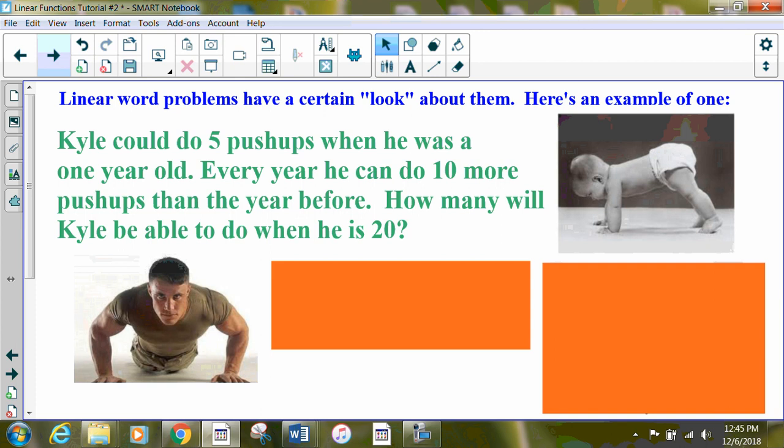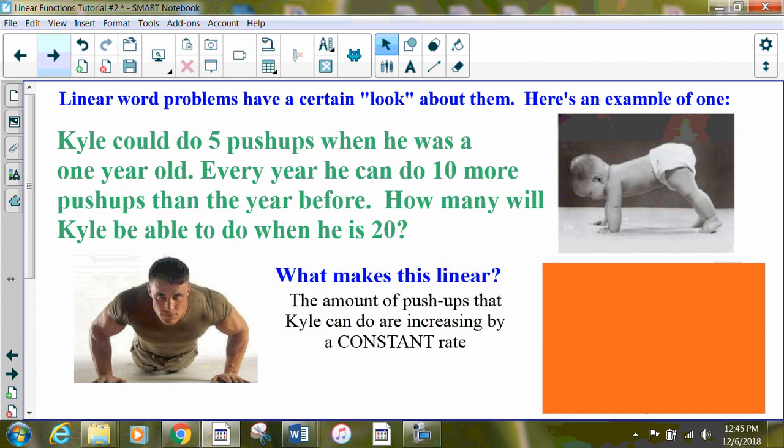So what makes this a linear word problem? Well, the number one thing is that the amount of push-ups that Kyle can do is increasing by a constant rate. Every year, 5 more. It never says anything like, and then Kyle had a growth spurt, and that year he could do 55 more. No, every year, Kyle increases, not 5 more. Every year, 10 more. Sorry, I got confused there.